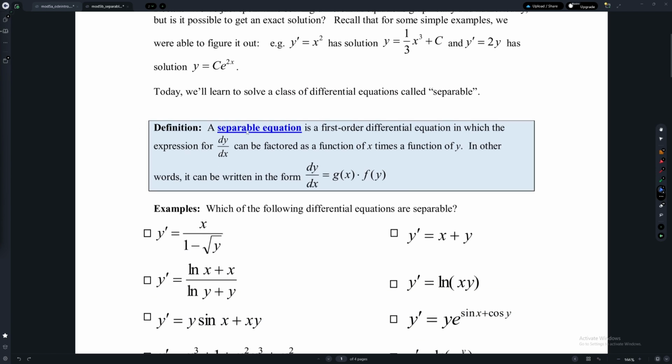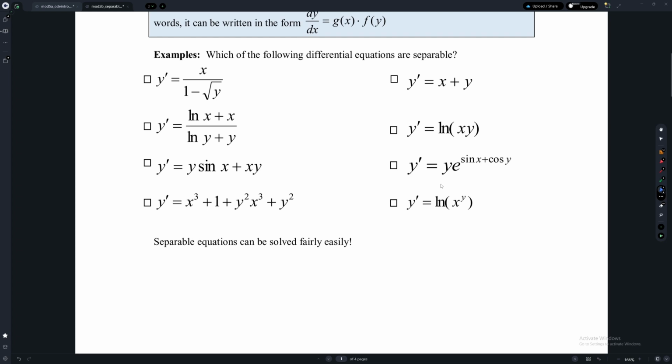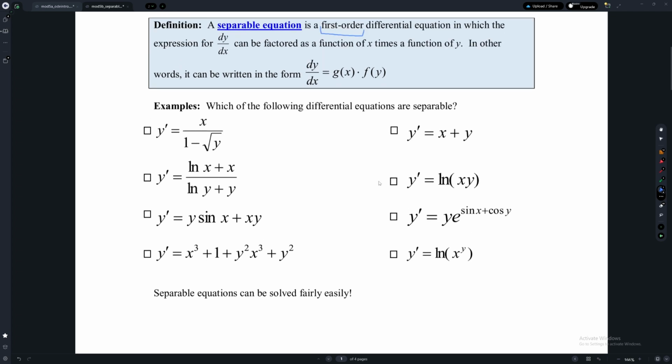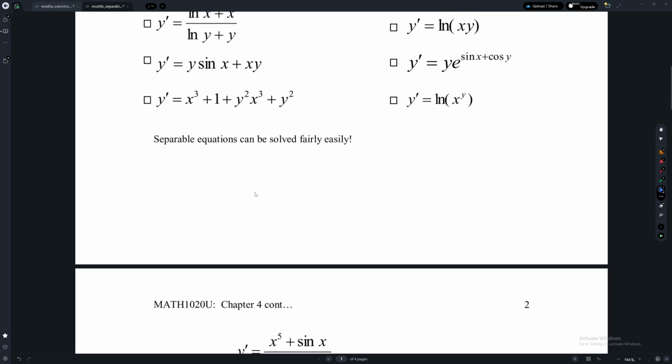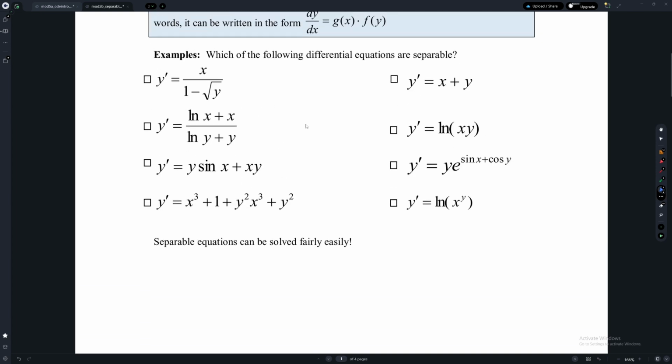This is separable equations. We're only talking about first order differential equations, in which the expression dy over dx can be factored as a function of x times a function of y. Now you're gonna ask, well, why should we do this? We're gonna go into it here and you'll see why exactly we need to do this. I'm gonna go over each question here, then erase it, put the solution, and then go next.